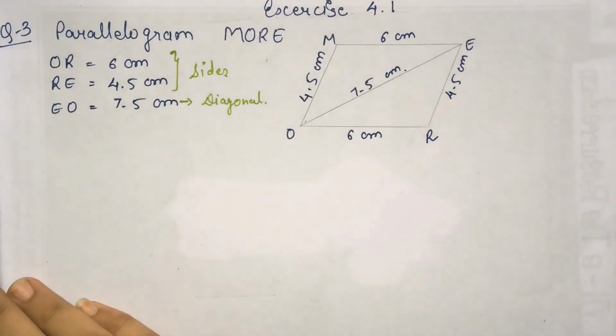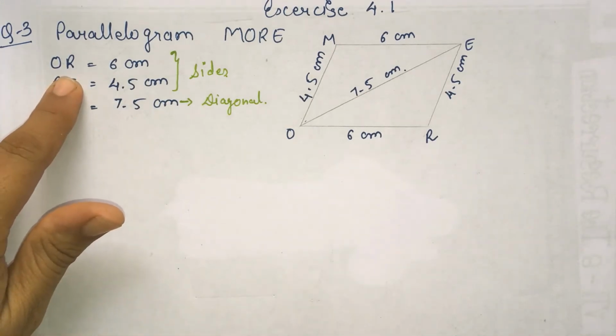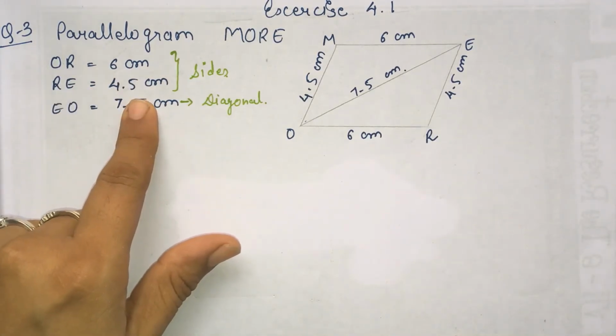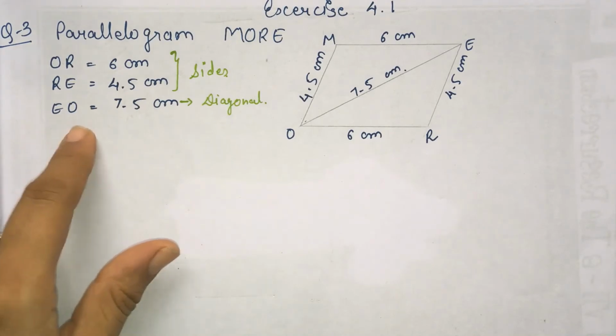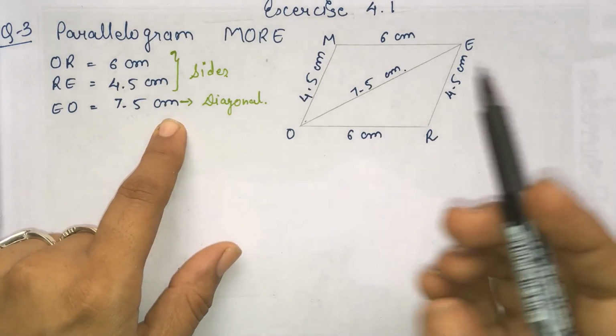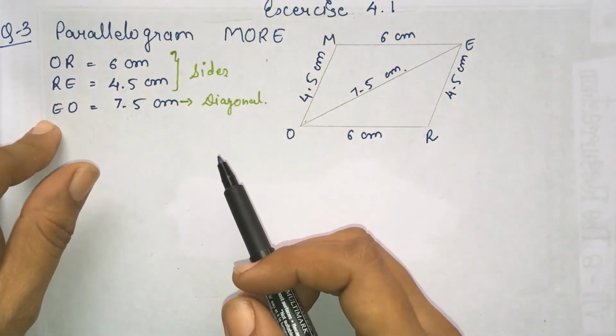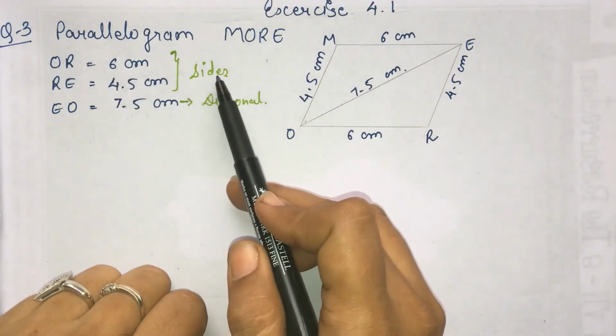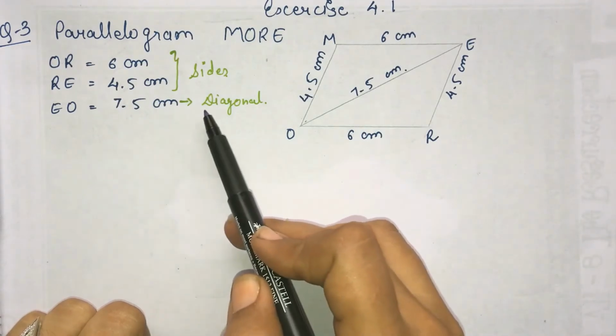Next, we have to draw a parallelogram MORE. The name of the parallelogram is MORE, where we are given the measurements OR is equal to 6 centimeter, RE is equal to 4.5 centimeter, EO we are given is 7.5 centimeter. Now here we are given only 3 measurements. These two OR and RE are adjacent sides and EO is the diagonal.